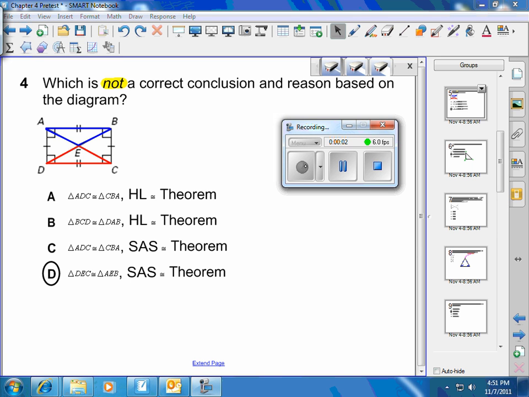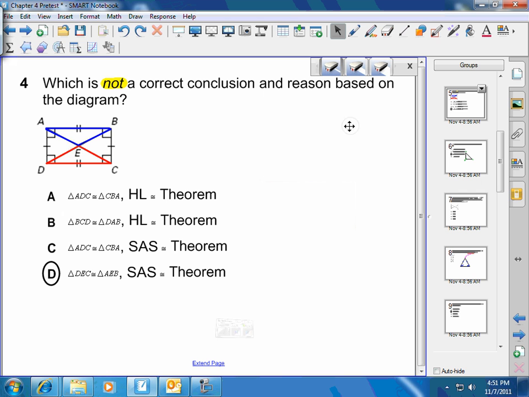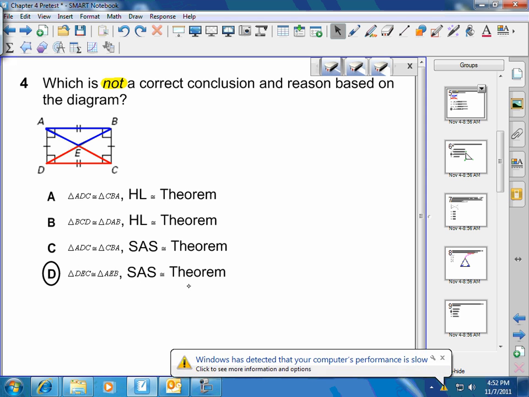Okay, looking at some of the more frequently missed questions, 4 is actually not a very good question. It's not clear which is not a correct conclusion and reason based on the diagram. It's not clear if you're supposed to look at just what's given here as these sides being congruent and so forth, or if you can draw conclusions based on what you know about transversals and parallels and vertical angles and so forth. Because actually all 4 of these, the textbook lists D as the correct answer, but you can also prove that DEC and AEB are congruent by the side angle side theorem.